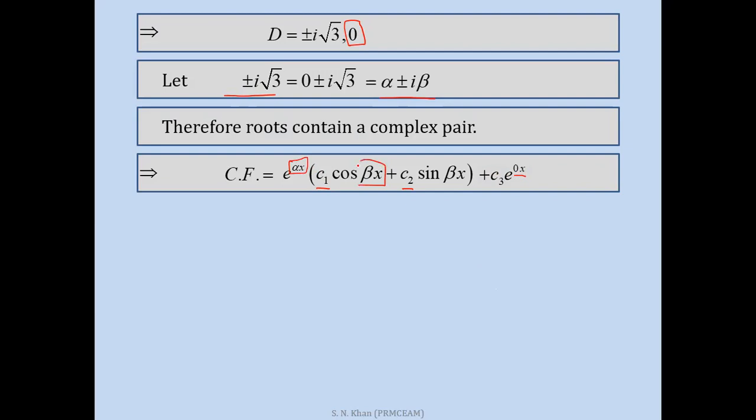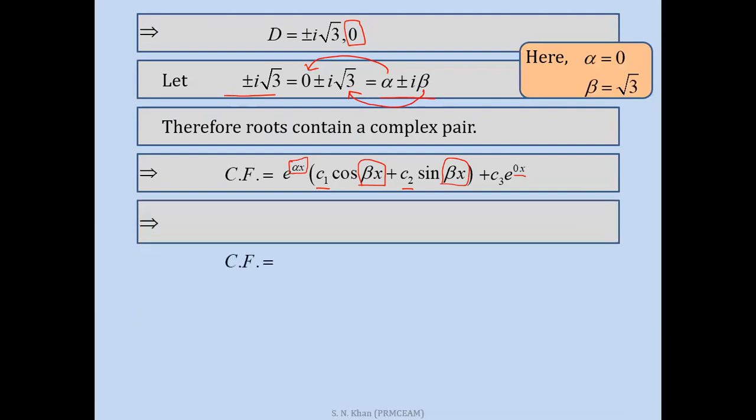अल्फा और बीटा के वैल्यूज को अभी हमें यहाँ पे पुट करना है. सो लेट्स चेक व्हाट इज अल्फा एंड व्हाट इज बीटा हियर. सो अल्फा इट इज द रियल पार्ट, so value of alpha it is 0, and beta it is the imaginary part, means coefficient of i, so coefficient of i is here root 3, so here alpha equal to 0 and beta equal to root 3.